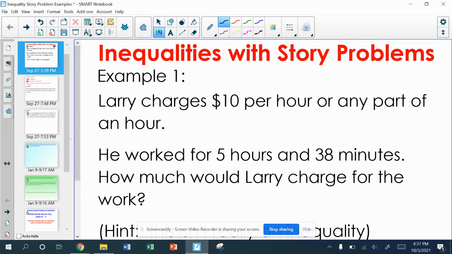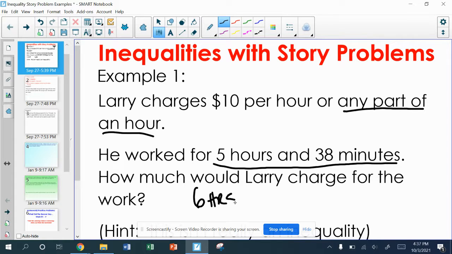Now, because it says he charges $10 per hour or any part of an hour, as soon as he goes beyond that 5 hours, he's charging for the next hour. So this 5 hours and 38 minutes is really going to be 6 hours. And he is charging $10 per hour, which is going to be $60.